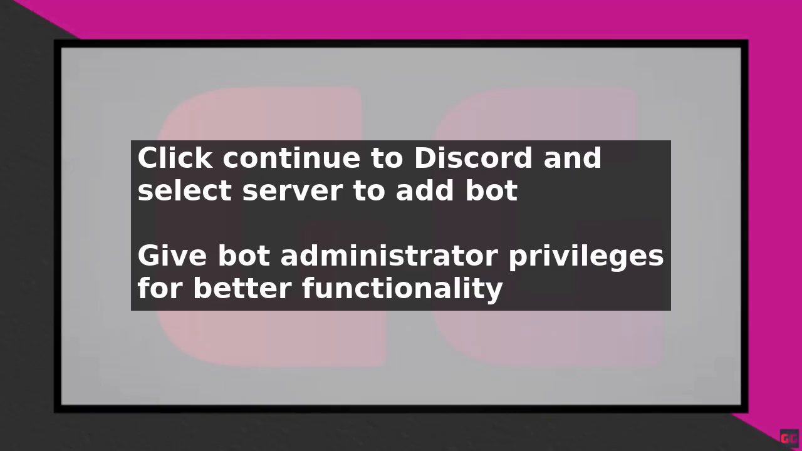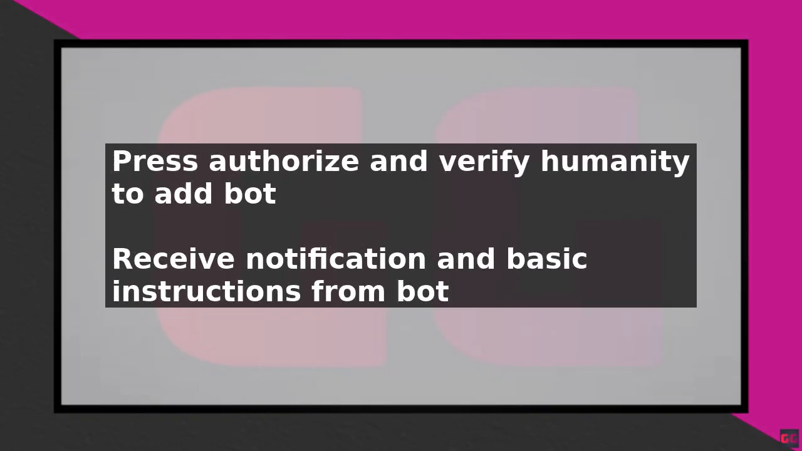Click Continue to Discord, and make sure you have the Discord app open in the background. Next, select the server you want to add the bot to. Then press Continue. It's recommended to give the bot administrator privileges for it to work better. Press Authorize. Then verify that you're human by clicking I am human.